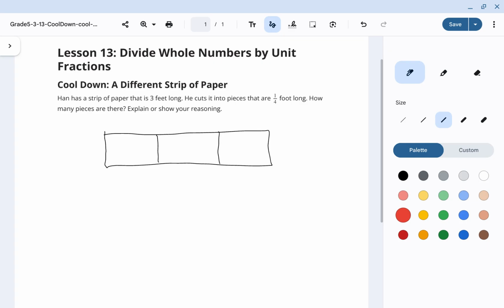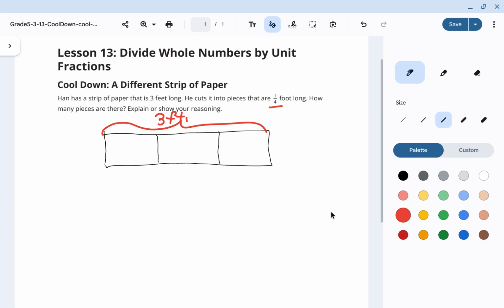First of all, I have gone ahead and drawn this strip of paper, and it really looks kind of like a tape diagram, right? Now I'm going to designate that this whole tape diagram is 3 feet long, which I've gotten just from my reading and rereading of the question itself.